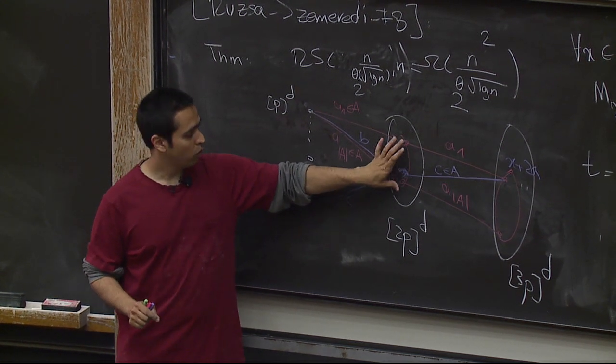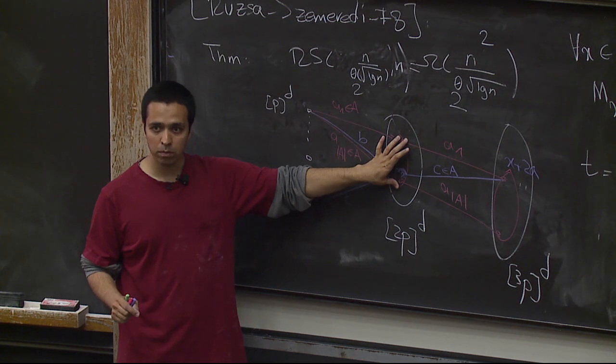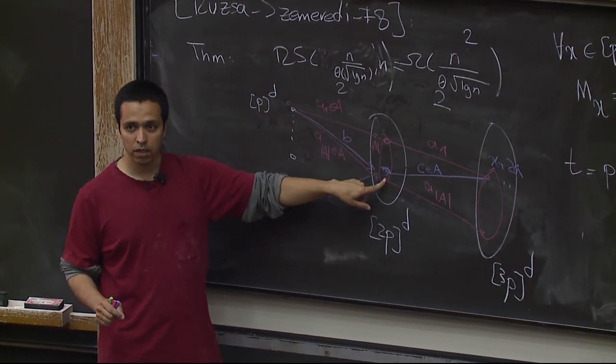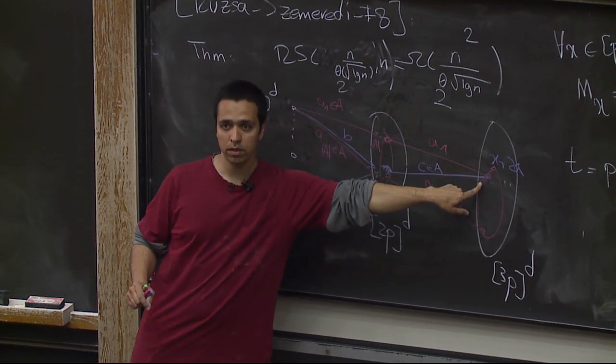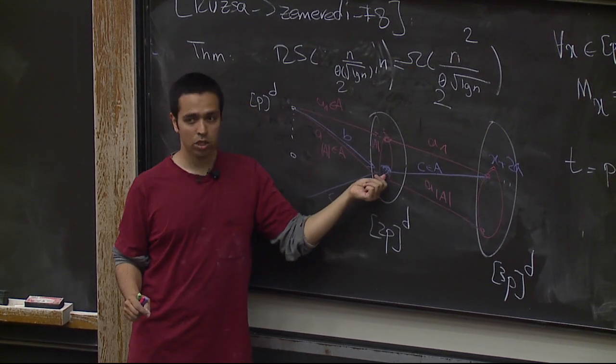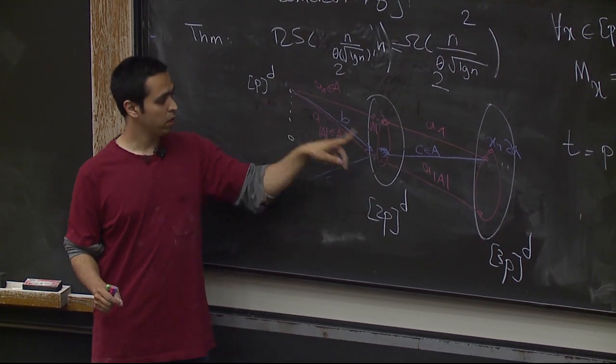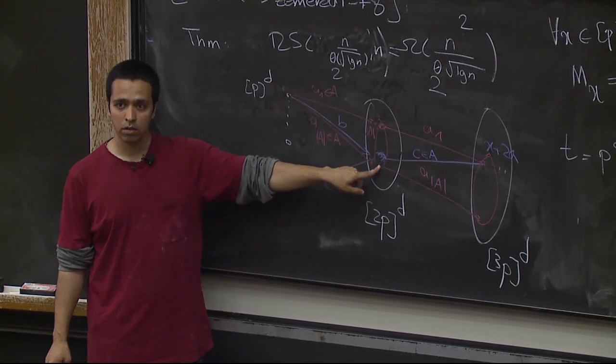Good. So if this is not an induced matching, some vertex here that belongs to M of X has an edge to some other vertex. By definition of this vertex belonging to M of X, somebody from X should bring you here. Okay, good.